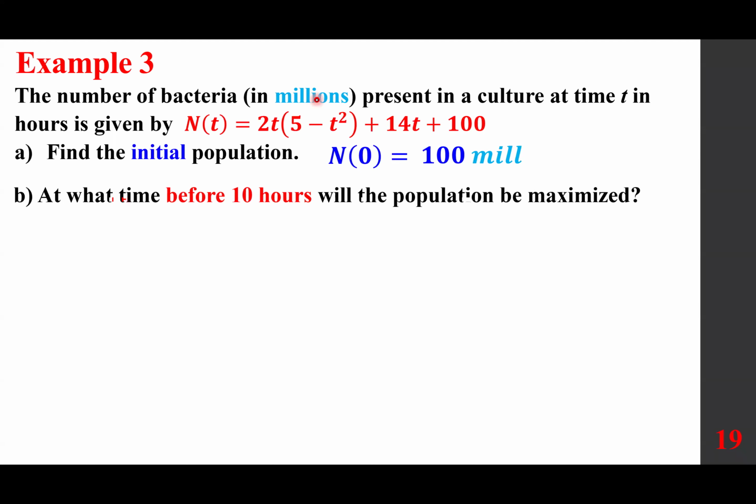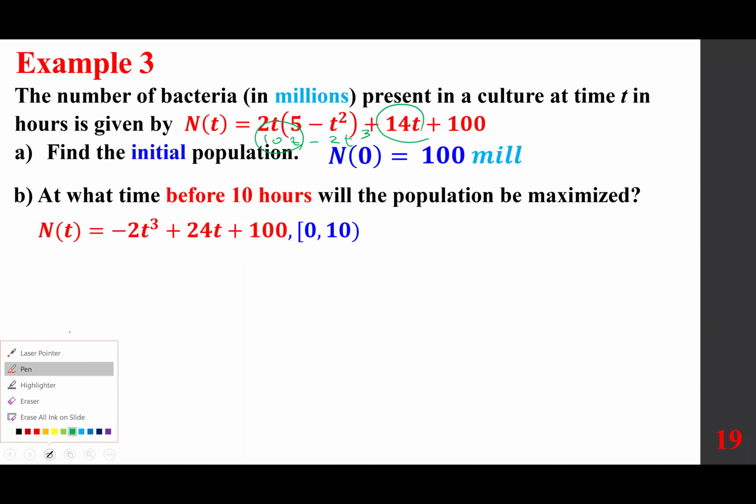At what time before 10 hours will the population be maximized? First, it makes it easier if I distribute and I get 10t minus 2t cubed, and combine these two and put it in descending order. I want you to pay attention to the interval. It says before 10. Why is it from 0 to 10? We're talking about time, so it starts from 0. We don't have a negative. And it says before 10.